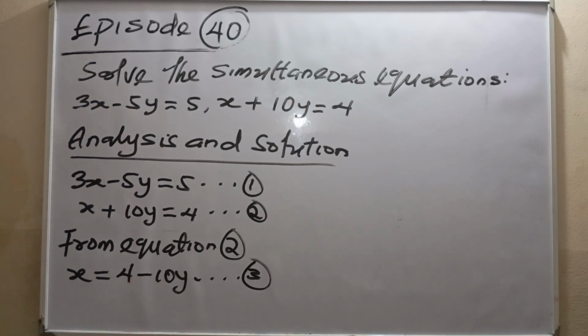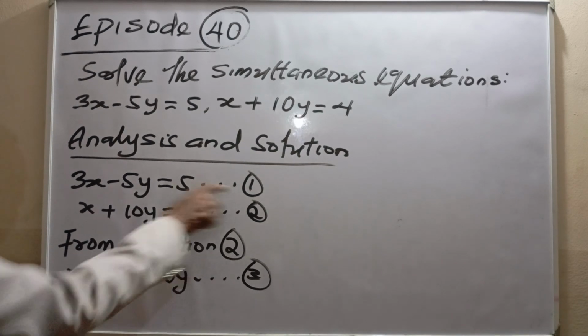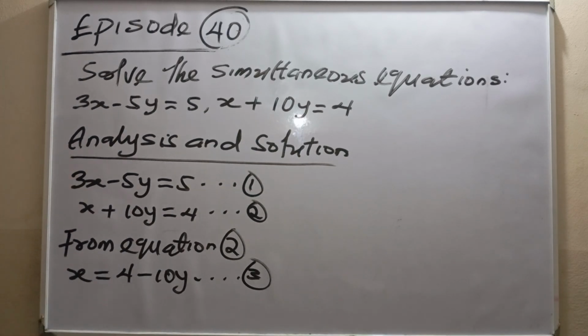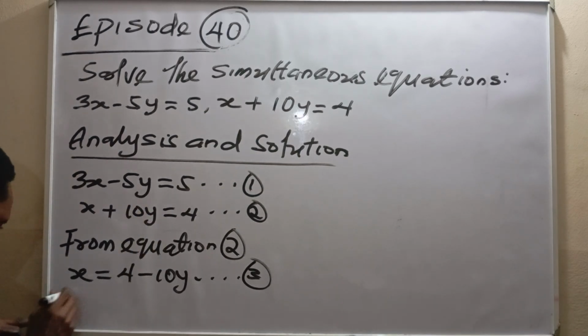Okay? Now that is just it. The next thing you are required to do is to substitute. You substitute x equals 4 minus 10y into equation 1.